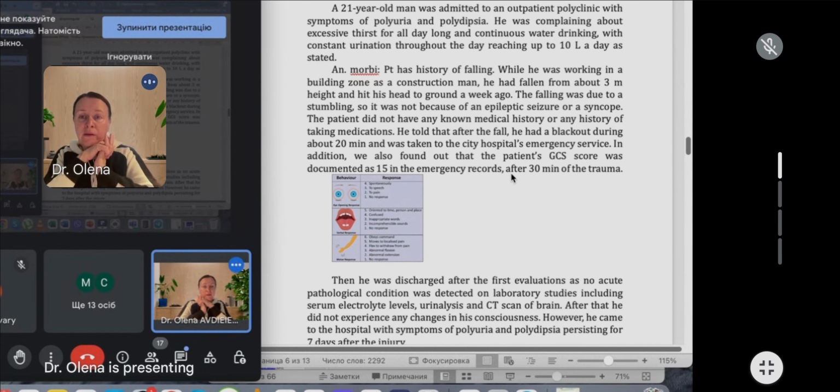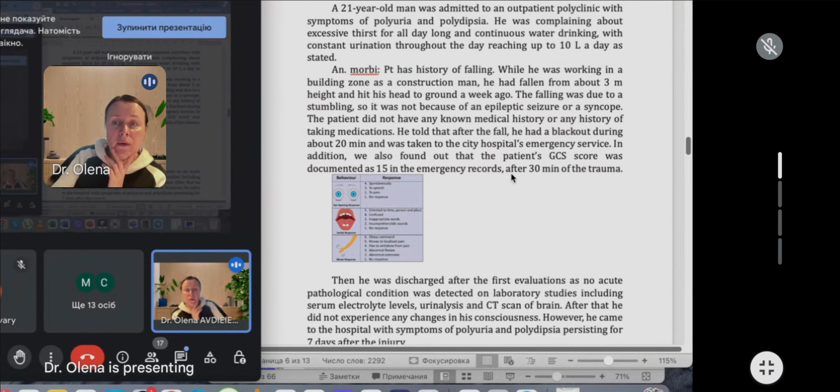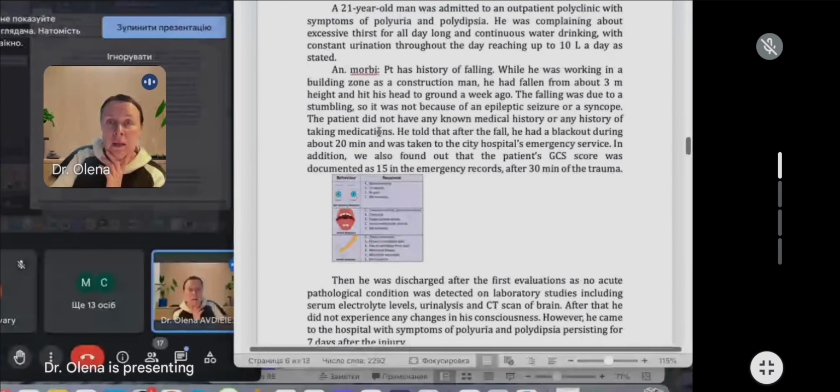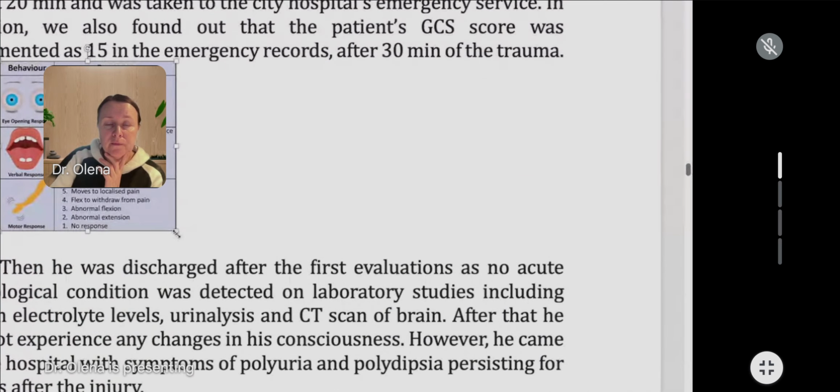He told that after the fall, he had a blackout lasting about 20 minutes and was taken to the city hospital's emergency service. When the doctors examined the patient, his Glasgow coma score was documented as 15 in the emergency records after 30 minutes of the trauma. Glasgow coma score you can see in this picture.